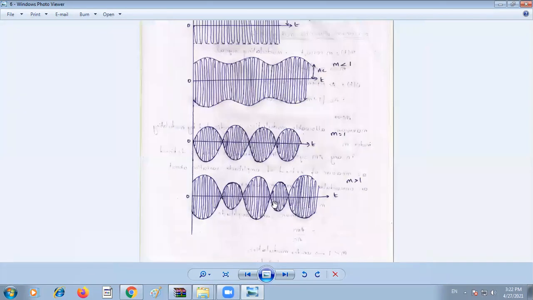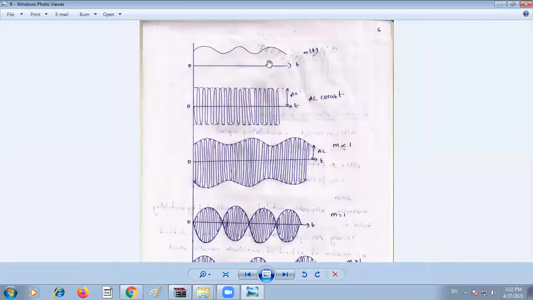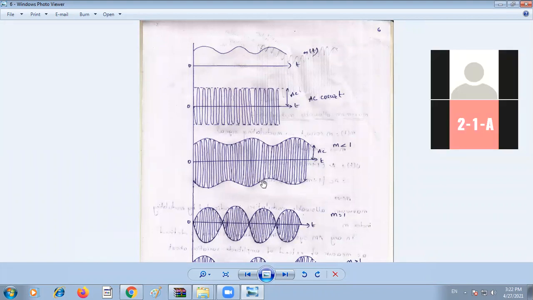Here you can observe the waveforms now. This is the m(t) signal. This is the carrier signal. This is the M less than 1 condition, where we observe V maximum and V minimum. Another definition of modulation index is (V maximum minus V minimum) by (V maximum plus V minimum). Here zero is the reference, V maximum is the positive peak and V minimum is the negative one. This is how the envelope is considered. This is the M less than 1 condition, the allowable modulation.